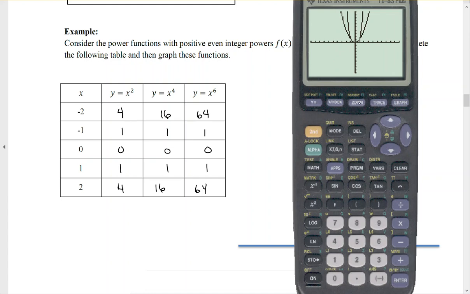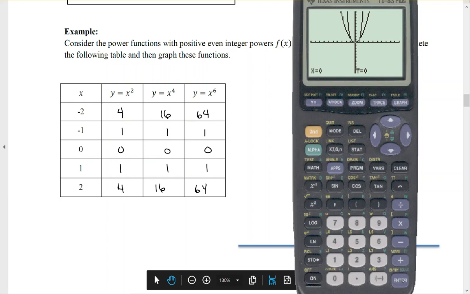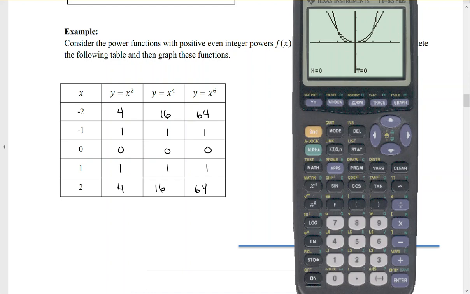And to see that a little closer, I can do zoom in and just hit enter. There's y equals x squared, and there goes y equals x to the fourth. Notice it is a flatter bottom to it, but it goes up quick.